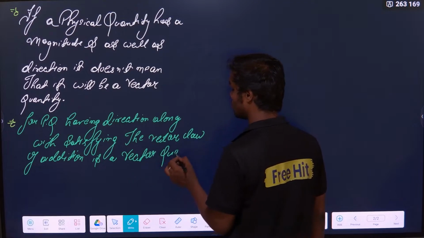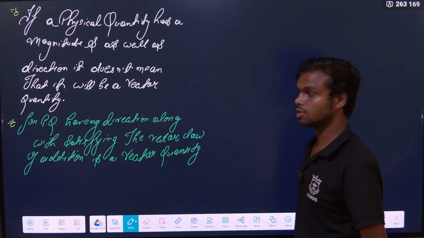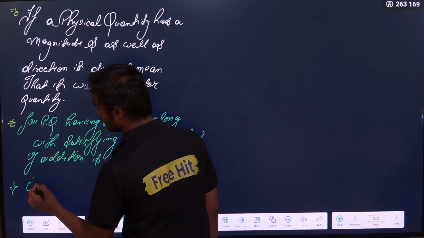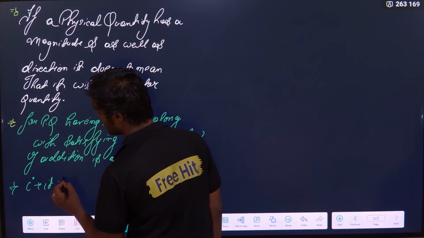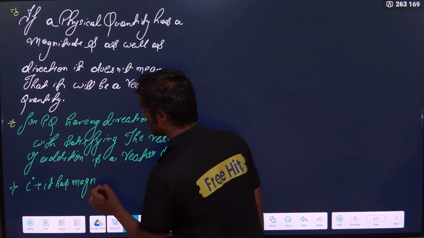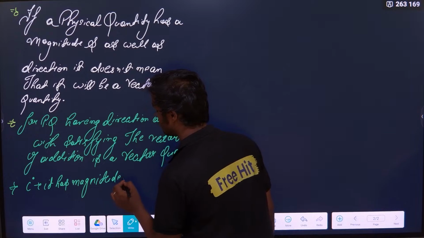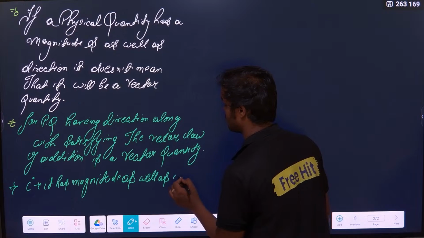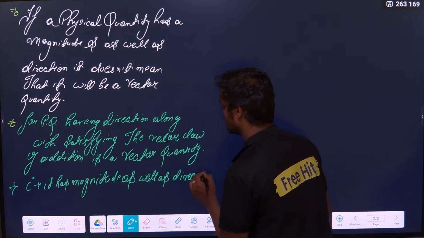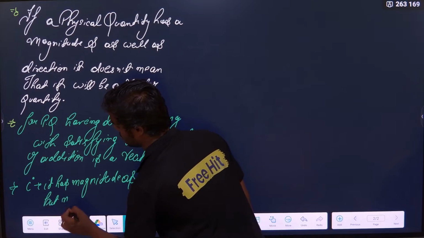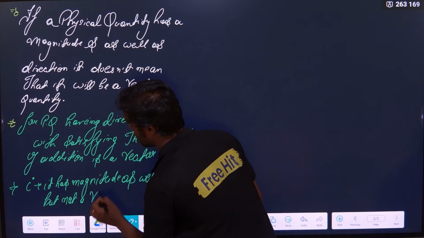Why have I told this point? Because we know current has a magnitude as well as direction, but it is not a vector quantity. Okay, the example is current I. It has magnitude as well as direction, but it is not a vector quantity.